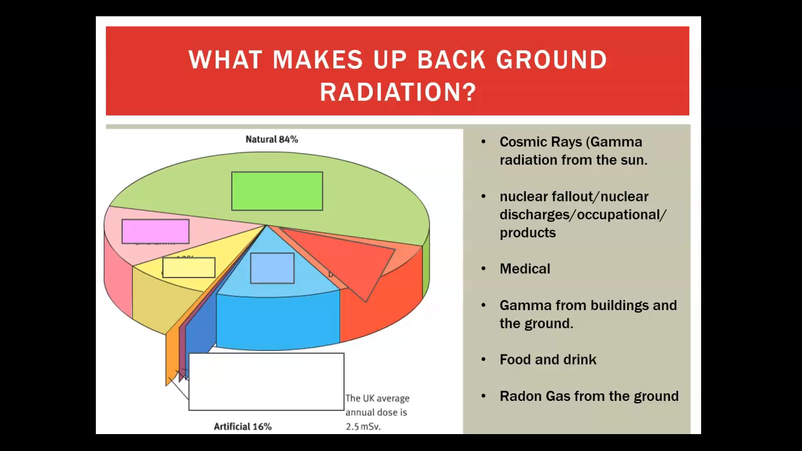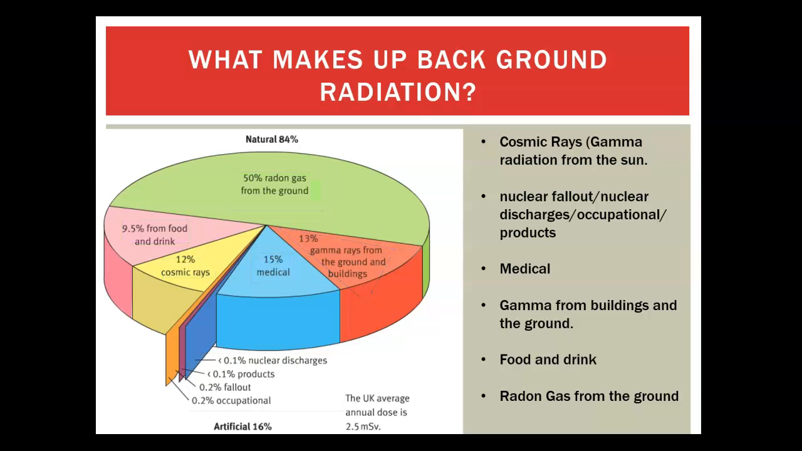Now in the world around us, we have background radiation. You don't need to know these percentages, but you do need to know what background radiation is made up of. Background radiation is made up of mostly radon gas from the ground, which is an alpha emitter. We also get gamma rays from grounds and buildings. So the materials inside the ground that's then dug up and made into buildings is radioactive and can produce gamma rays.